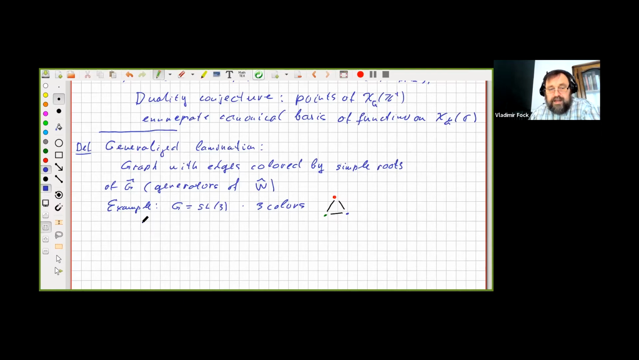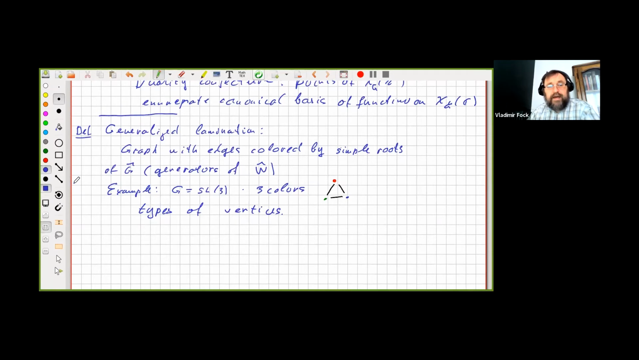So the graph has three types of vertices. So if you have two colors, I'll call this A and this I call B. Then I have a 4-valent vertex if the colors are not related, if C_AB is equal to 0. So if they are not connected.